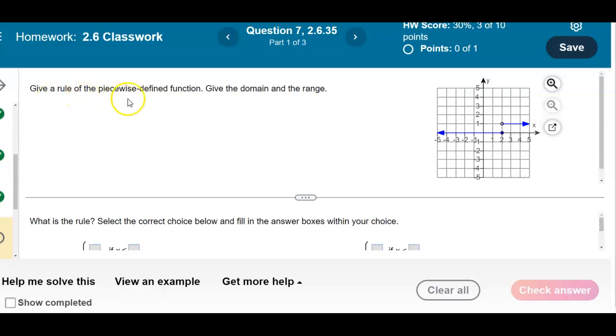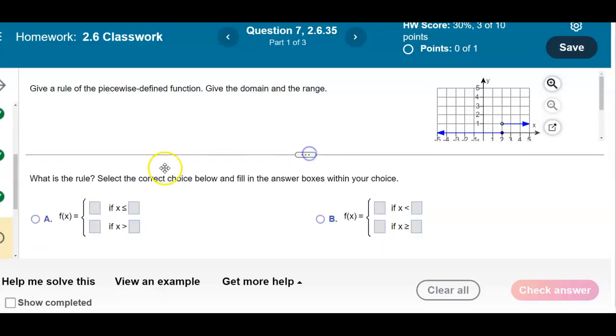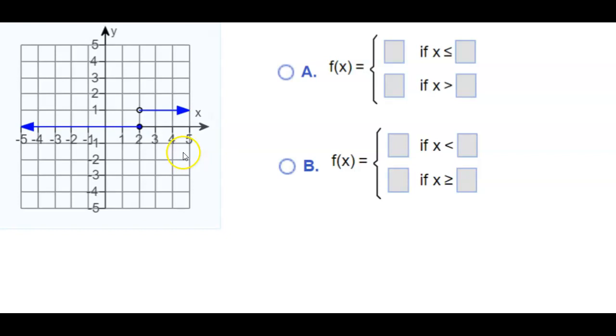Give a rule of the piecewise defined function and then give the domain and the range. So here we want to be able to define what is the rule here. So here is our graph, and then we want to determine what the rule is. So let's first take a look at the top graph here.